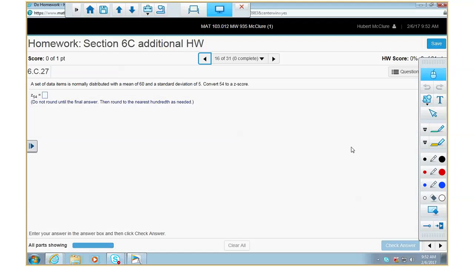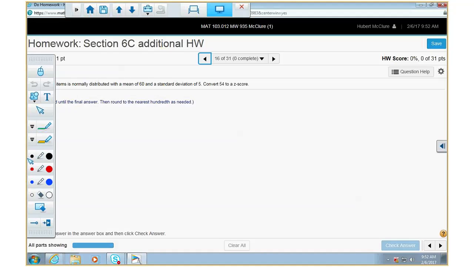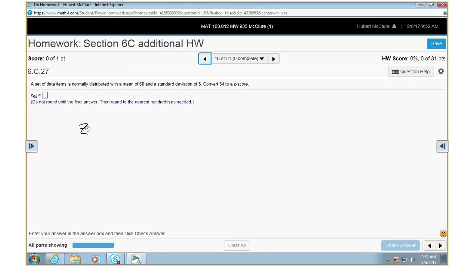Given a data set with a mean of 60 and a standard deviation of 5, convert 54 to a z-score. You should be able to do this in a few seconds. So z-scores are equal to x minus x bar over standard deviation.